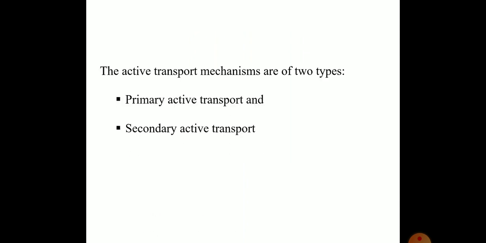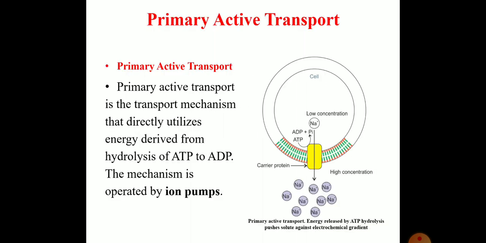The active transport mechanisms are of two types, that is primary active transport mechanism and secondary active transport mechanism, which we will learn in detail. So, primary active transport mechanism. Primary active transport is a transport mechanism that directly utilizes energy derived from the hydrolysis of ATP to ADP. The mechanism is operated by ion pump.